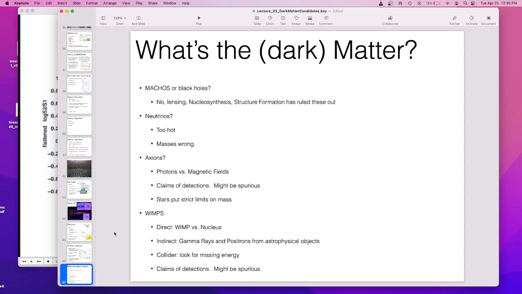Okay, so we talked about machos, which are massive but conventional objects. We look for those and we don't see them. Talked about neutrinos. Can't be neutrinos, they're too hot. They kill all the little galaxies. Maybe it's axions, which are relationships between photons and magnetic fields, and they're really little particles. Or maybe it's WIMPs, which are really big particles. And each of these, we can find the axions and the WIMPs in one of a few ways. We can see them with direct detection, indirect detection, collider searches. Let's see. I got 12 minutes left, and I've run out of things to say.